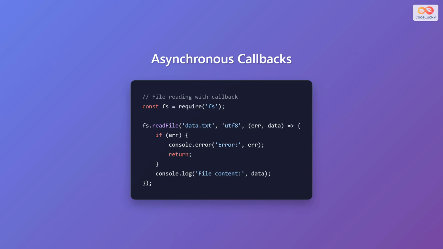Inside the callback, we check if an error exists. If so, we log the error to the console and exit the function using the return statement. Otherwise, we log the file content to the console.